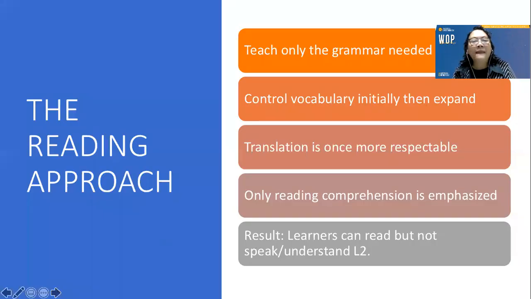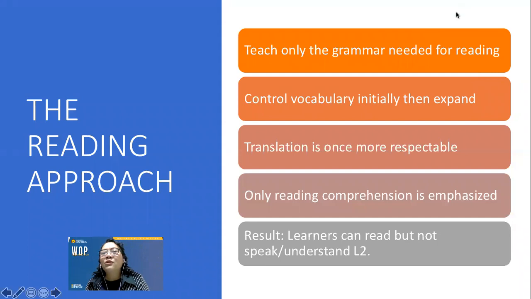All right. So now, what are other features? What is the feature of this reading approach beside what Crystal has read to us?